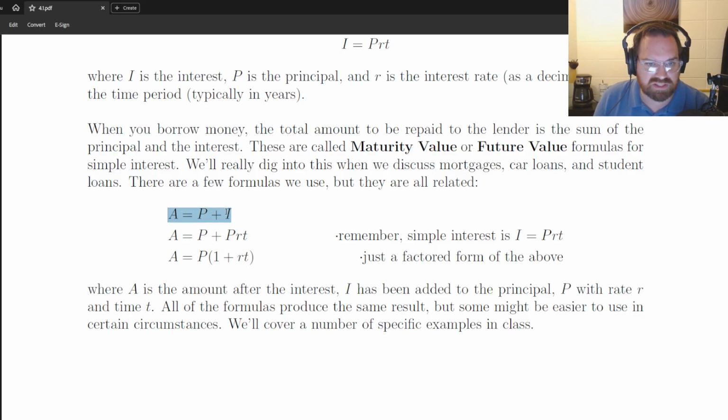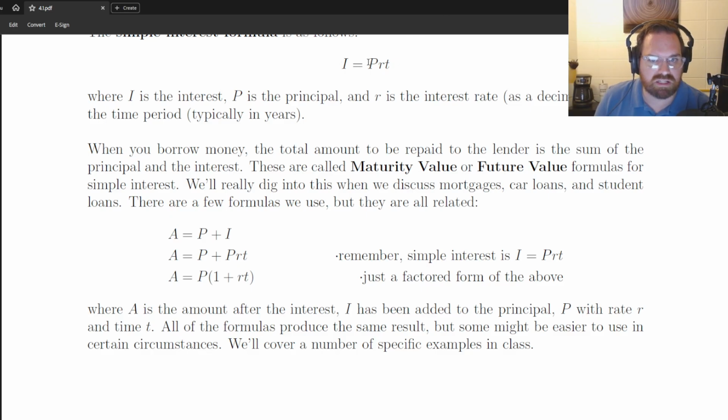If you notice, this top one here is A, which we call the amount that you're paying back. P is the principal, so that's how much you borrowed. And then I is however much interest you also owe. Well, we can make this formula swap here. Up top I've got I equals PRT, and all I did in this second equation is swap out the I with PRT. That's all that we're doing.